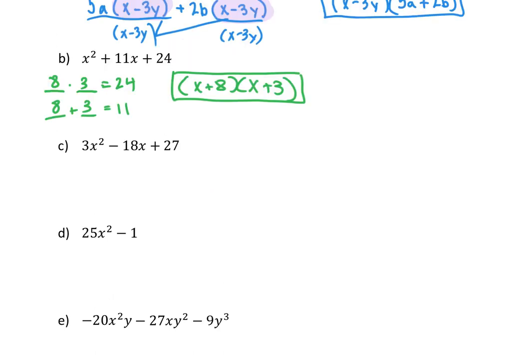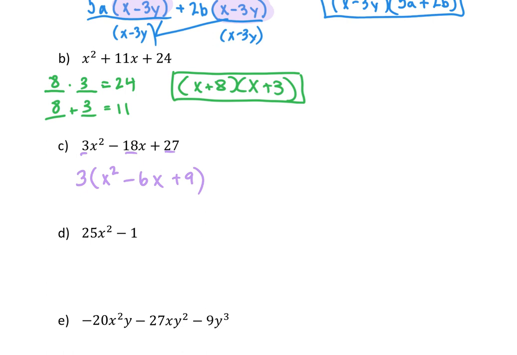Okay, the next problem, C, 3 terms as well. So let's look to first see if there's a common factor. Let's see, we have 3, 18, and 27. So there is a common factor. So I'm going to factor it out, and we're left here.